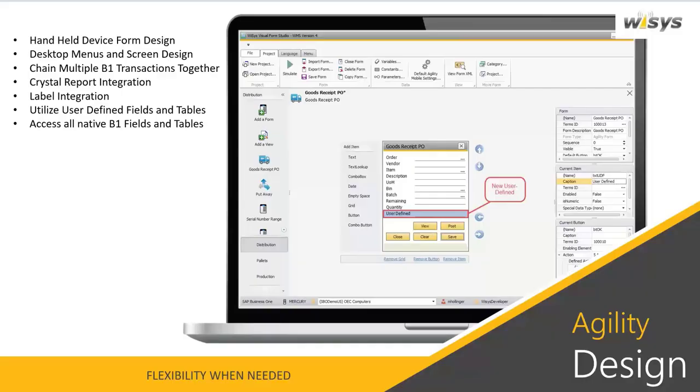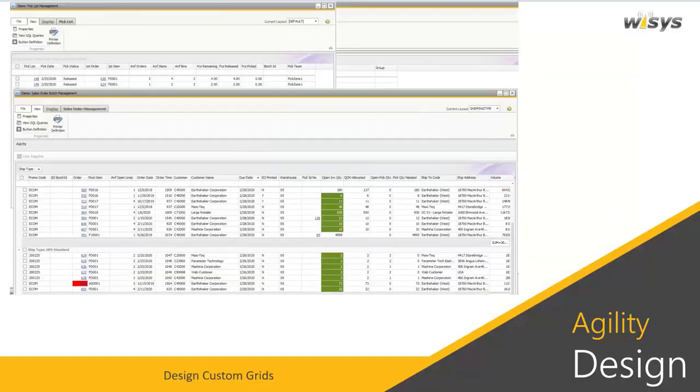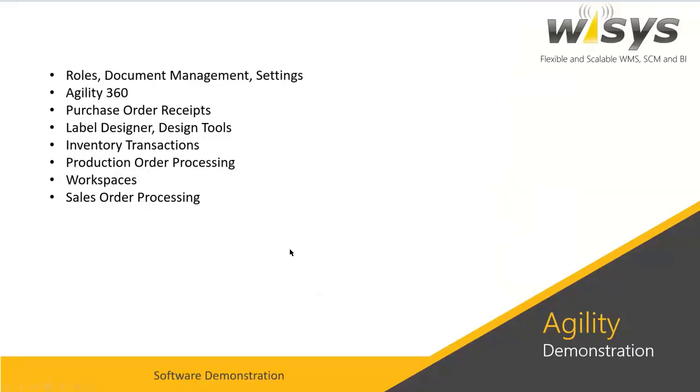We also have the ability, like I mentioned earlier, to integrate labels and Crystal Reports. And then you can also chain multiple transactions together. So you can do a PO goods receipt to a production order issue. You could do a PO receipt to an inventory transfer request. Pretty much any transaction in Business One that's available through the DI API could be chained together for ease of use and streamlining your processes even quicker. And then we use these design tools as well to create these desktop grids that I'll be showing you. So let's take a look at the software.